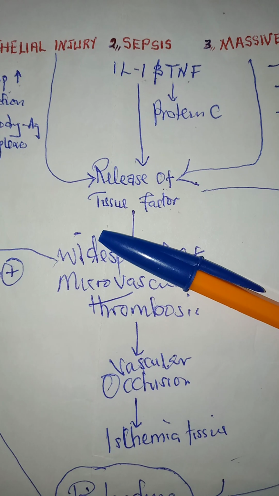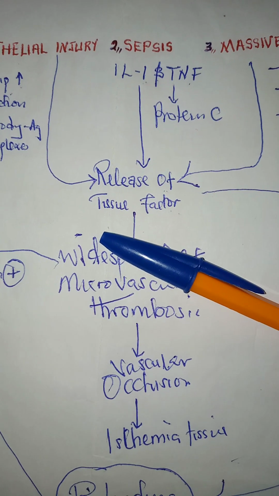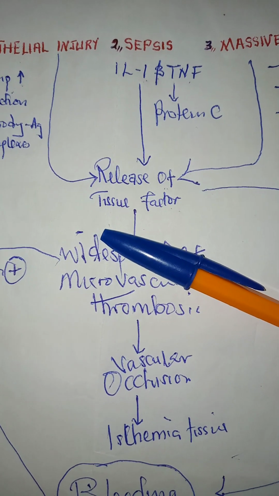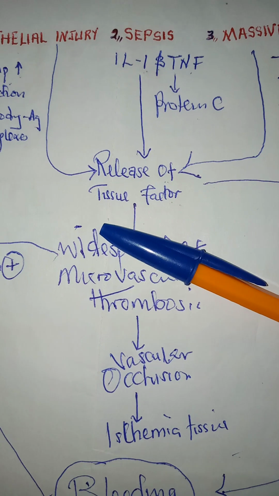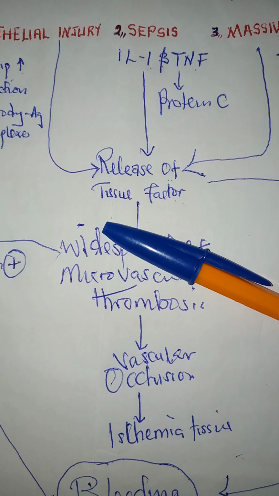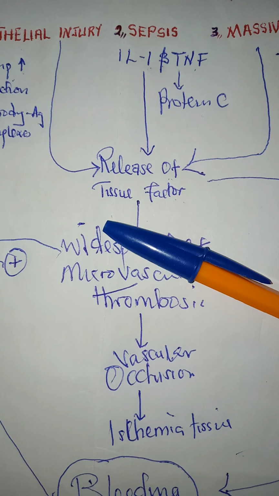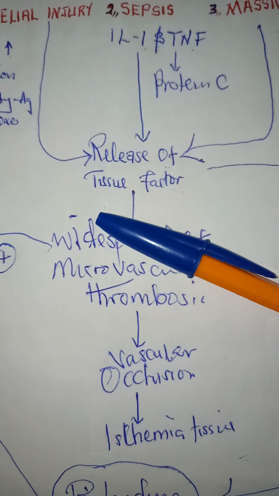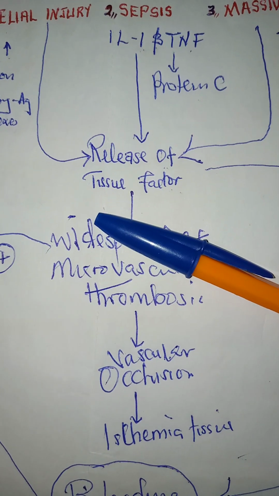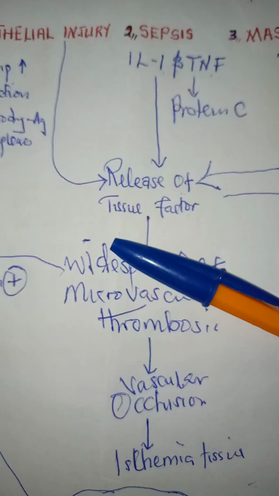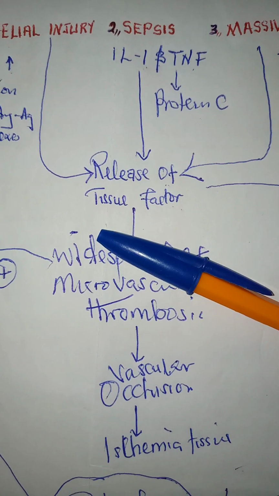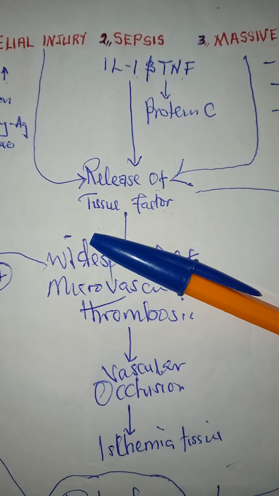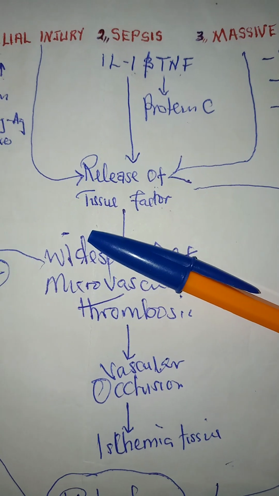two complex, they are going to convert factor 2, which is basically prothrombin, into thrombin. And then thrombin, we know that it's able to convert fibrinogen into fibrin, right? And fibrin is what we want. Fibrin is basically a clot, which is the insoluble form of fibrinogen, which is soluble, right?